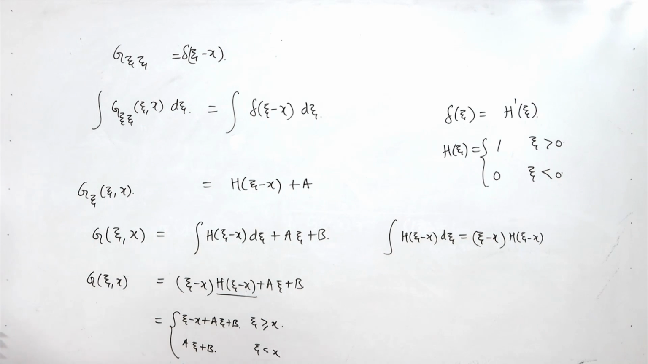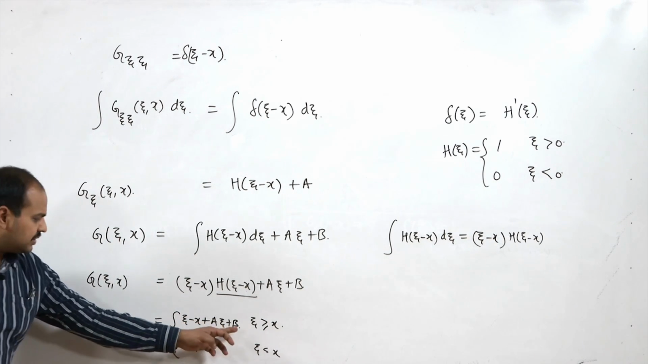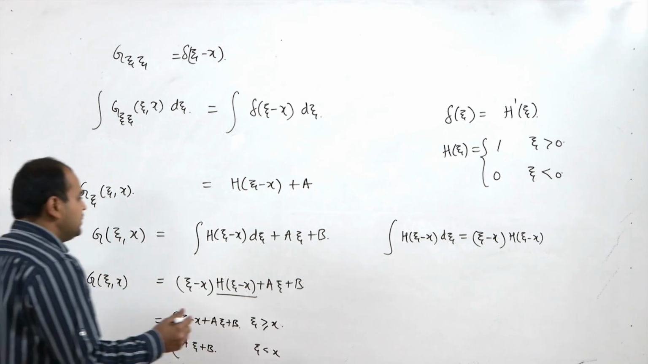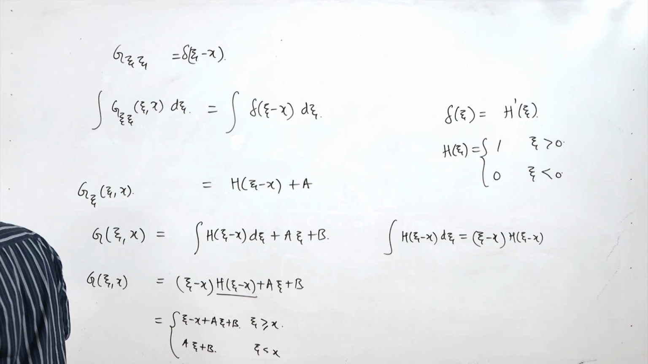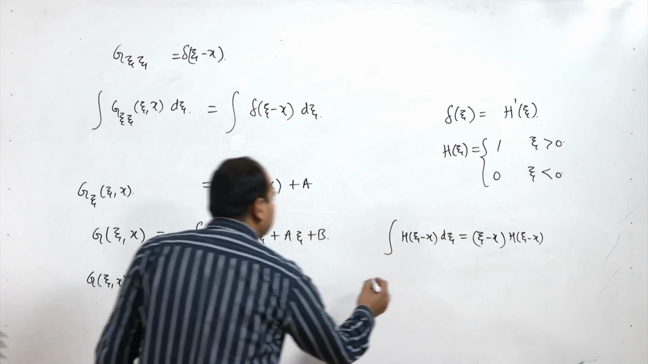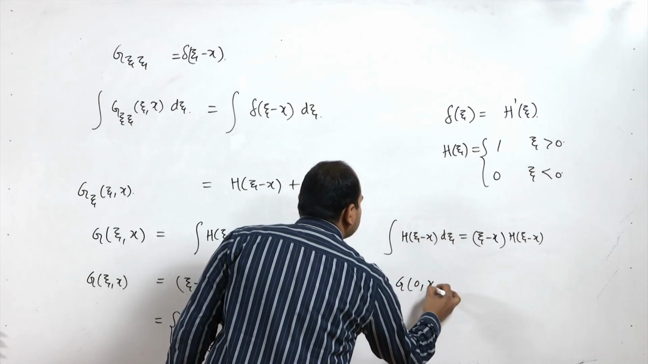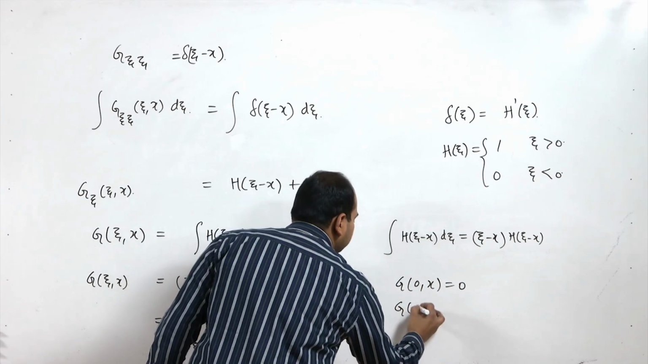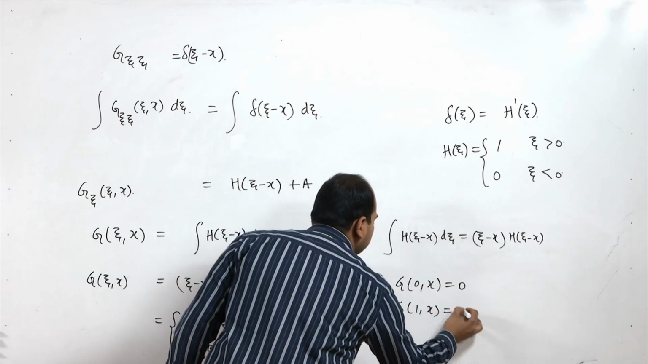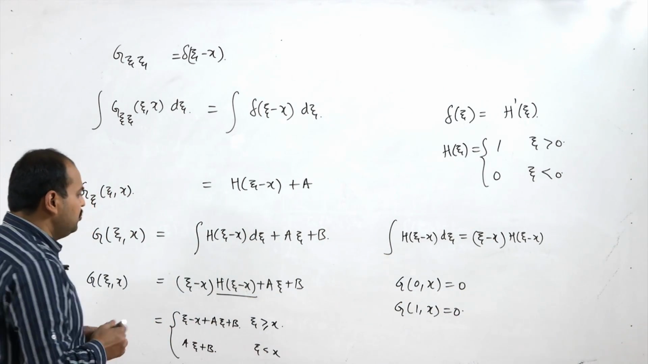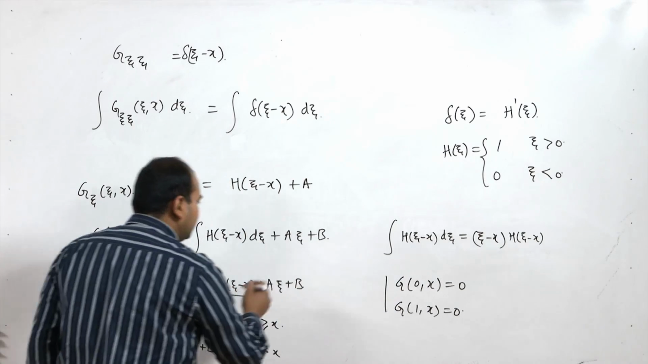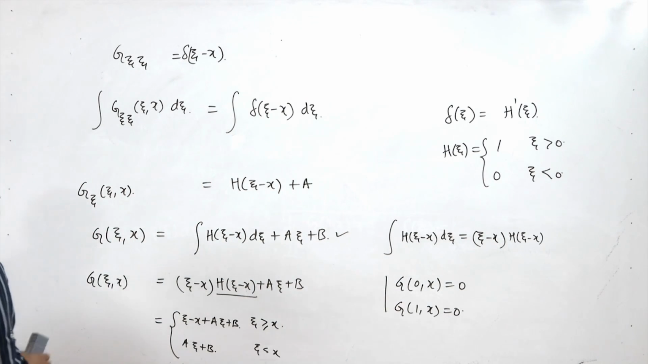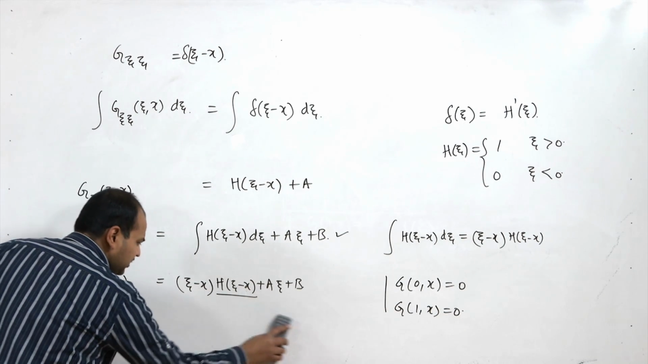So here we have to find out a and b. For that we have the conditions given to us that g(0, x) is 0 and g(1, x) is equal to 0. If we use these two boundary conditions, then we can find a and b. How can we find them? Let us see. Let me write it here.